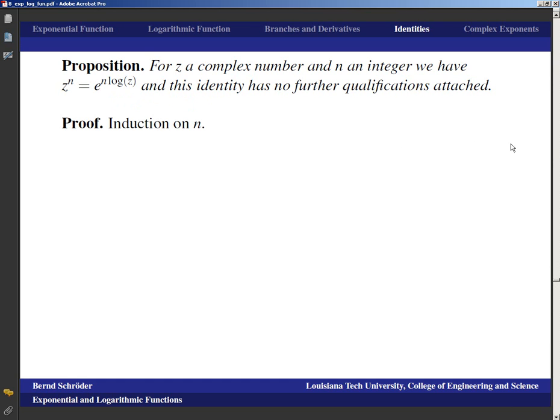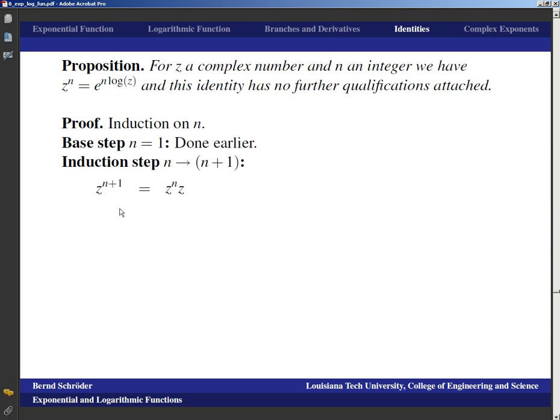Okay, how do we prove that? Well, we do induction on n. For n equals 1, we've already shown that that works earlier. Well, that's directly from the definition of the logarithm. And for the induction step n to n plus 1, well, z to the n plus 1, typically when you've got something like that, you just split 1 off, and that's what we're doing here. This is z to the n times z, which is e to the n log z, e to the log z.